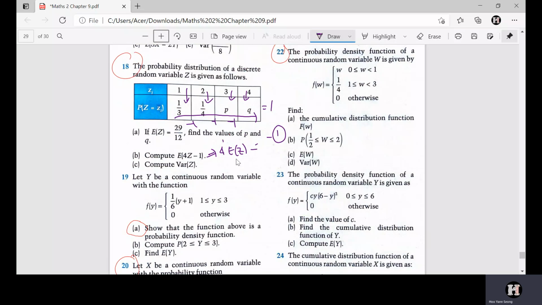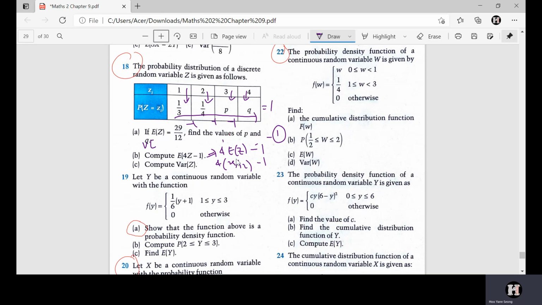So EZ is already here. Don't calculate again, maybe you will calculate wrongly. Just use the one they've given to you. So for 29 over 12 minus 1, variance. So variance of, okay, this is variance Z. Suddenly I thought it's E for Z. No, actually it's variance Z.